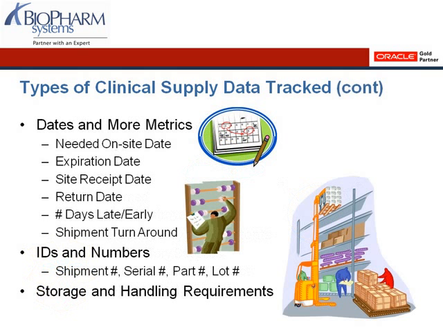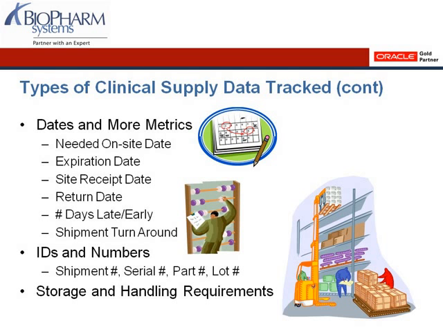We also need to track specific dates for each shipment, such as the date that particular supplies were requested, the expiration date of drugs, site receipt date, return date, and we may also need to track some metrics related to those dates, such as number of dates that were either late or early based on the requested and sent dates, and also shipment turnaround. How quickly are we managing requests and fulfilling requests for supplies that are requested?